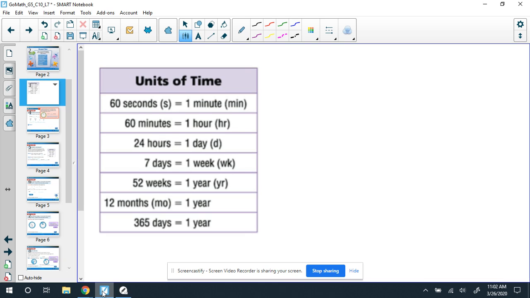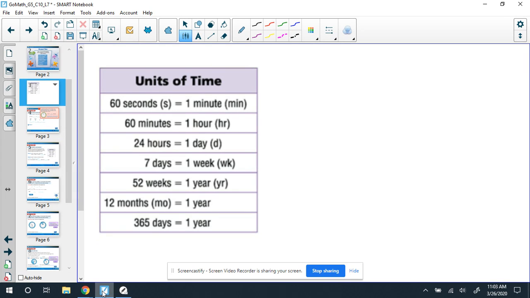So today we are looking at lesson 10.7. That's our last lesson in chapter 10. We're going to be focusing today on units of time. This is our conversion chart. Most of these we should know really easily.